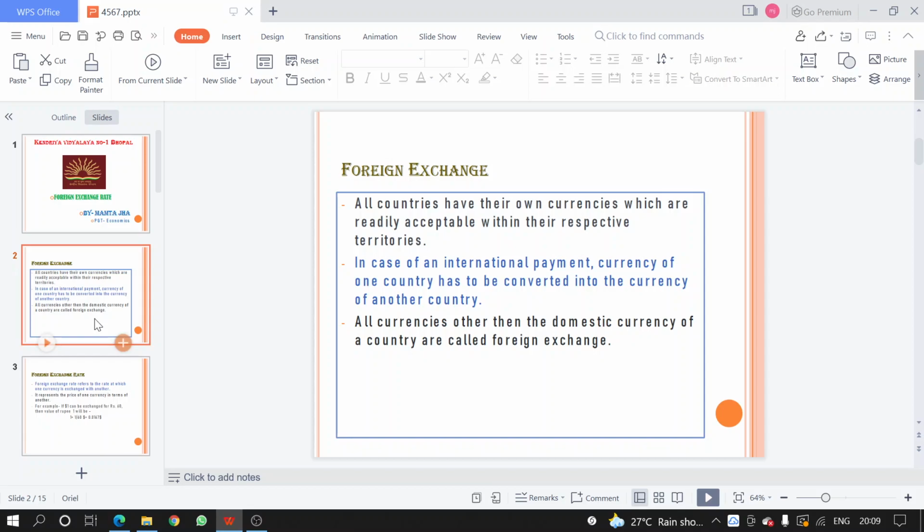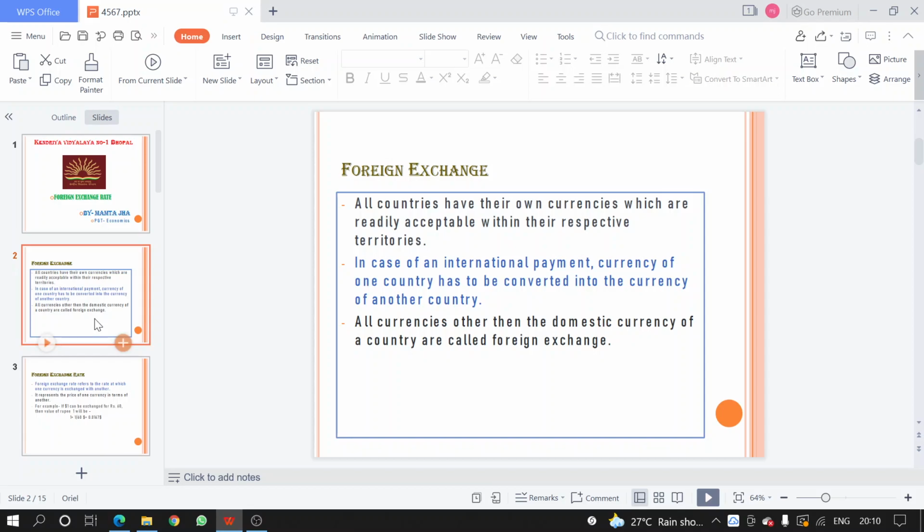So first of all, students, we know that for any transaction, we require currencies. Every country has its own currency which is readily acceptable within its respective territory. In case of any international payment, the currency of one country has to be converted into the currency of another country. For example, if I want to purchase a thing from the USA, we can't make payment in rupees. So we have to convert our rupees into dollars. So you can say we require foreign exchange.